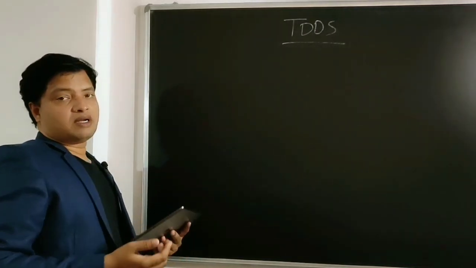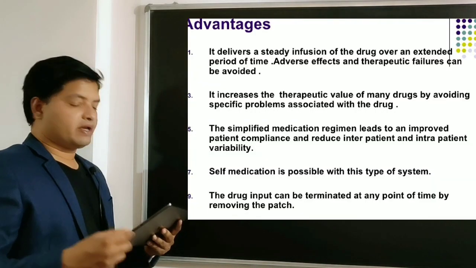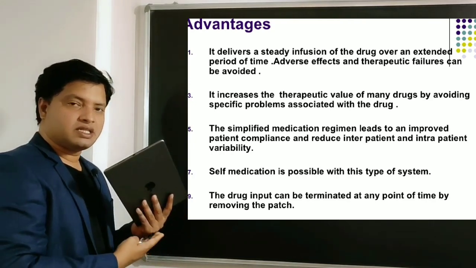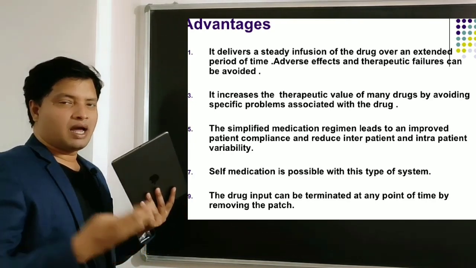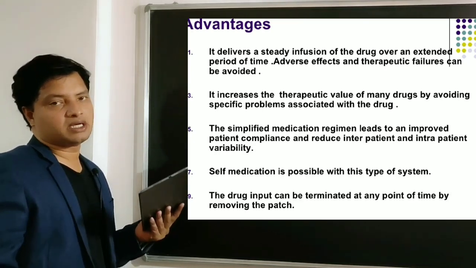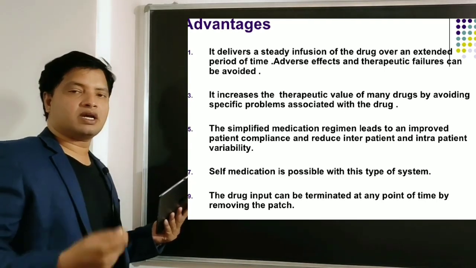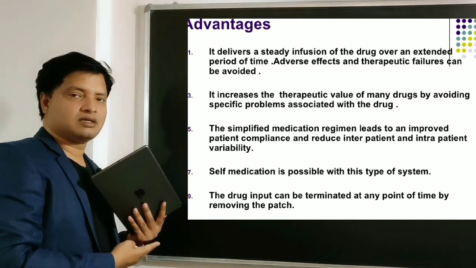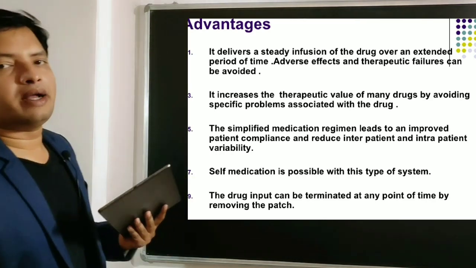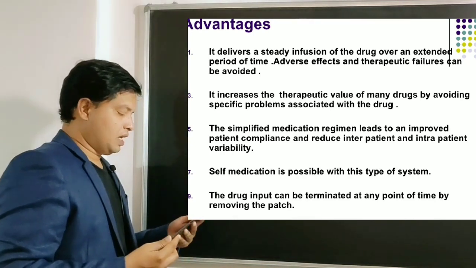Now what are its advantages? Why are we using transdermal drug delivery system? If you want to use the drug for an extended period of time, just stick that transdermal drug delivery system and you will get delivery for about 5 or 6 days or 1 week. So no need of taking a tablet again and again. If you are on continuous medication, we can stick one transdermal drug delivery system on the skin and it will deliver the drug over a period of time.